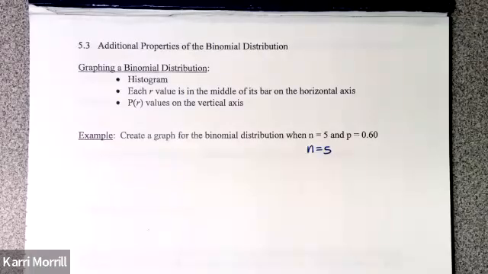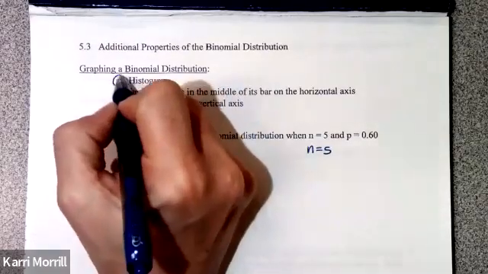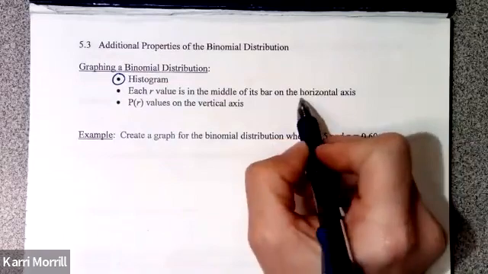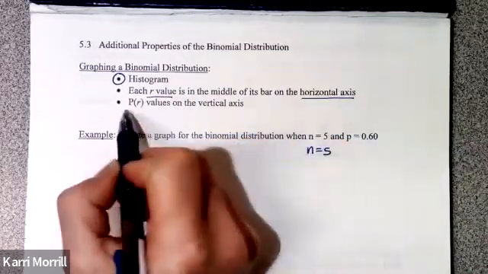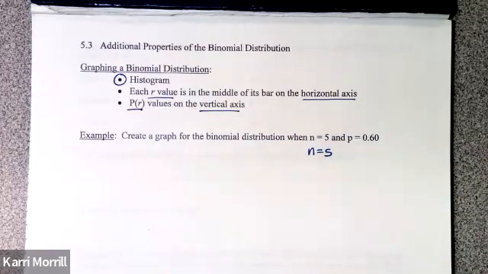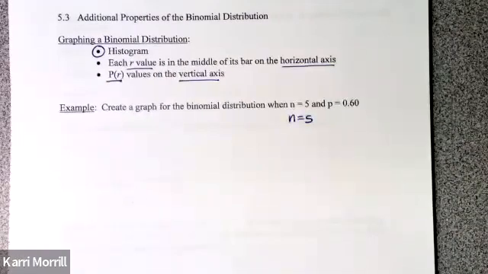5.3 additional properties of the binomial distribution. We will be graphing a binomial distribution. This will be a histogram graph. Each R value is going to be in the middle of the horizontal axis, and your P of R value will be on the vertical axis. The example here says create a graph for the binomial distribution when n equals 5.